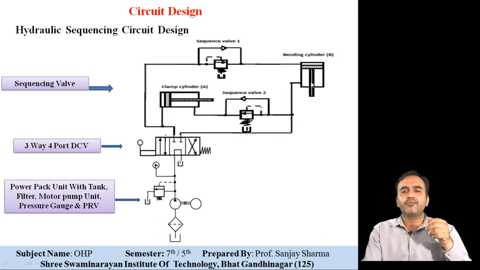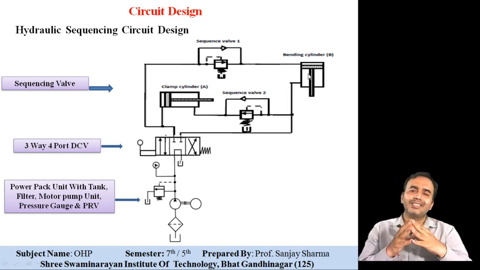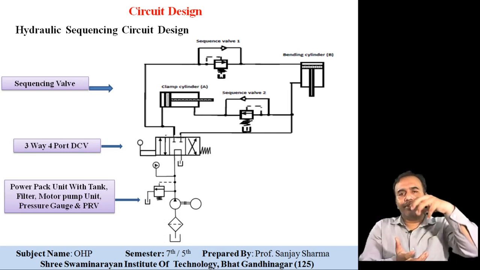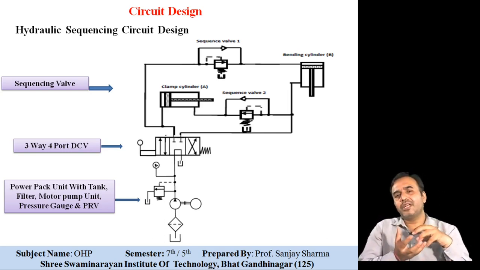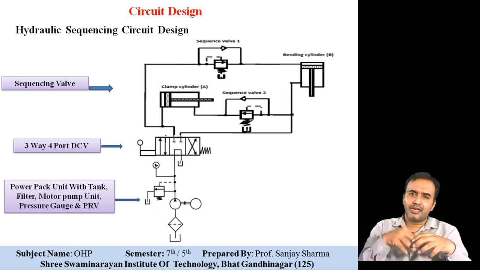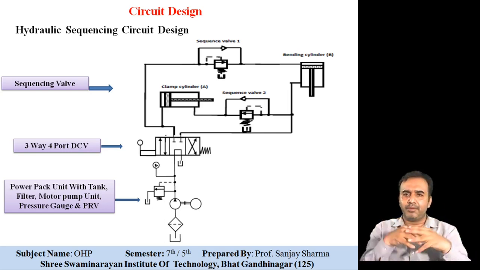And first the flow will enter the bending cylinder. Now what will happen? First the bending cylinder will move out, or the drilling cylinder will lift, because when we are drilling the equipment, first we need to clamp it and then drill it. Then what is the reverse section? We have to remove the drill and then declamp it.